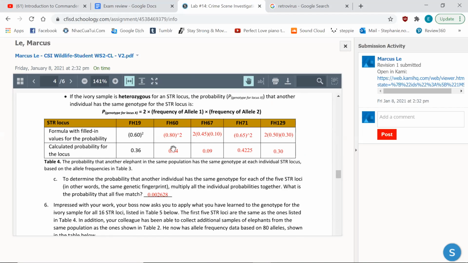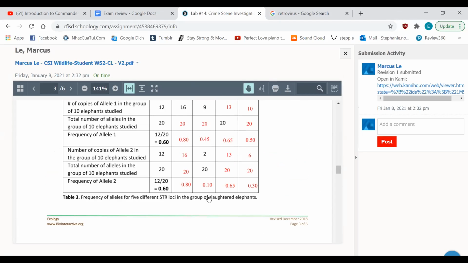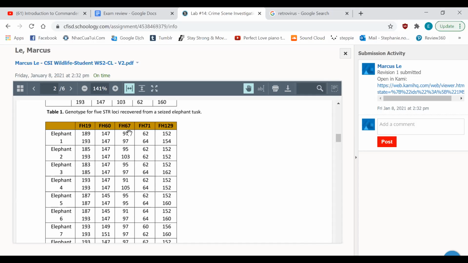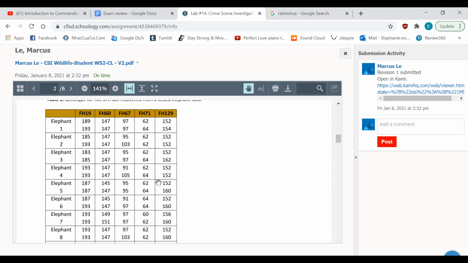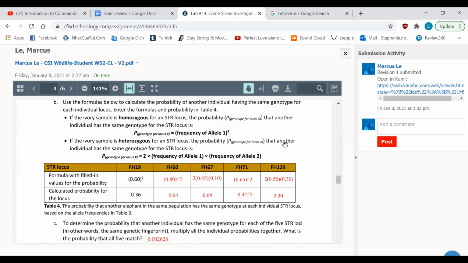Same thing here, because it's homozygous, I got 0.80 for the frequency of this allele. I square it, 0.64. Now for heterozygous ones, you do 2 times the frequency of allele 1 times the frequency of allele 2. How did I find the frequencies? I just counted how many 97s there were, and then I counted how many 103s there were. 2 times frequency of allele 1 times frequency of allele 2 gives me the probability. Same thing I did here.